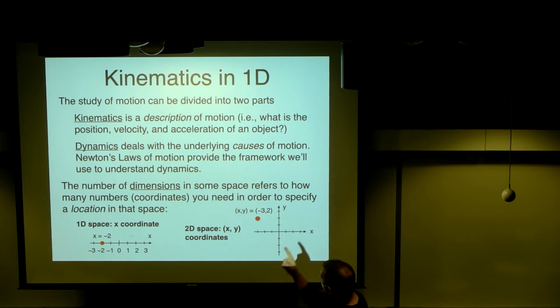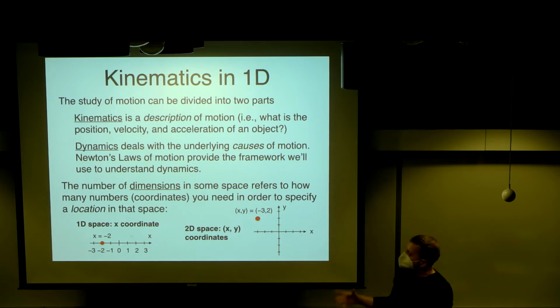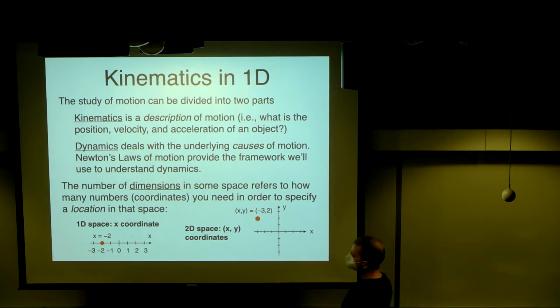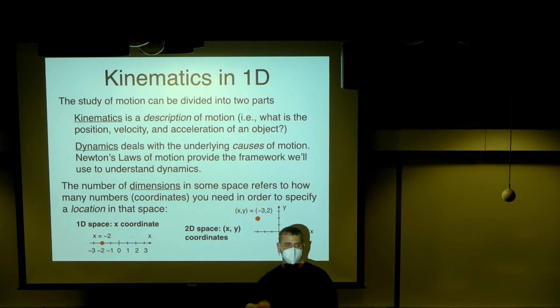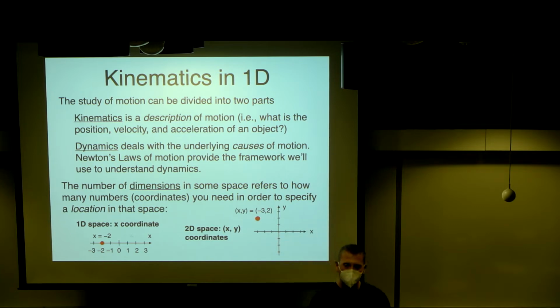Okay, so if we're doing kinematics in one dimension, what do I mean by one dimension? The number of dimensions in a space is just how many numbers you need to give me in order for me to be able to locate somewhere in that space. Now that may seem kind of abstract, so let me give you two examples, and hopefully it's clear when I give you the two examples.